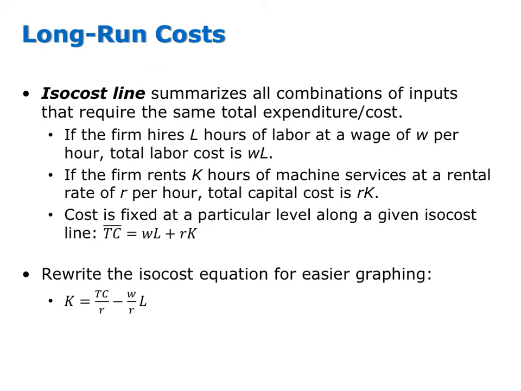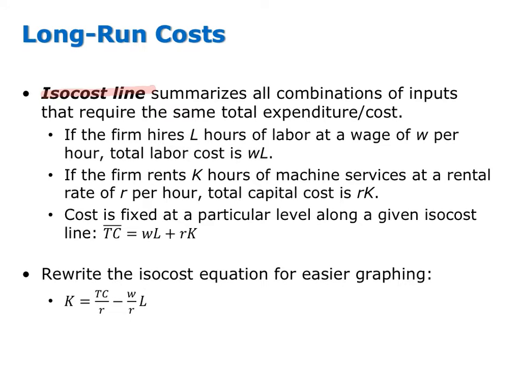This is necessarily a long-run analysis because we're allowing the firm to choose both input levels, which implies that both input levels are variable. One of the tools we have in the long run to graphically describe and mathematically describe cost is an isocost line. As you'll see, an isocost line is very similar to a budget line.